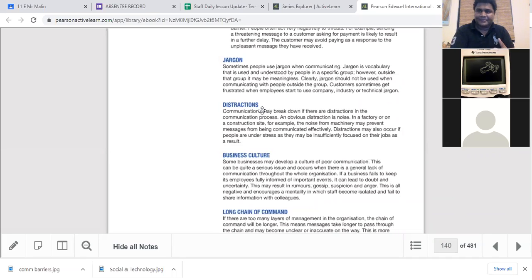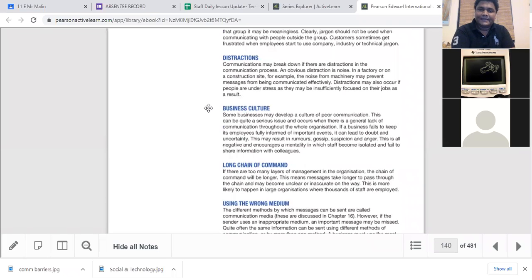And distraction sometimes. Distraction is another thing that becomes a barrier in communication. Communication may break down, therefore the distractions can be background noise. It can be a factory or a construction site. For example, if someone lives nearby a main road, you can see vehicles always moving here and there. Can you hear noises like that? So noises are there, the sounds of the vehicles, the background noises, everything. And it can be a distraction for all of us.